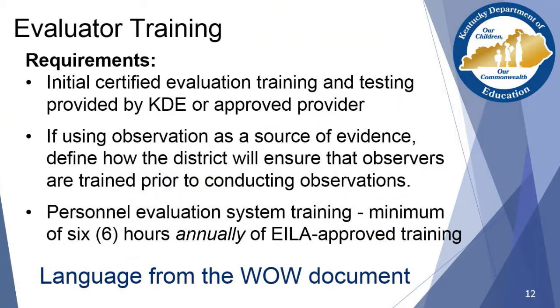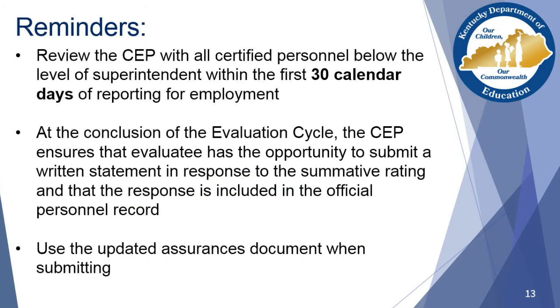And the next little bit is a distinction that needs to be in the CEP. It is currently listed in your assurances, but you want to make sure you don't accidentally change the information within the Certified Evaluation Plan. You must review the CEP with all certified personnel below the level of superintendent within the first 30 calendar days. That's different than a month, and it is different than 30 days. So 30 calendar days is what's reflected in the regulation. That's critical that you include that in your Certified Evaluation Plan.